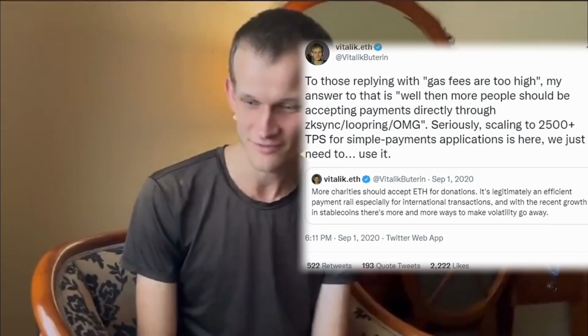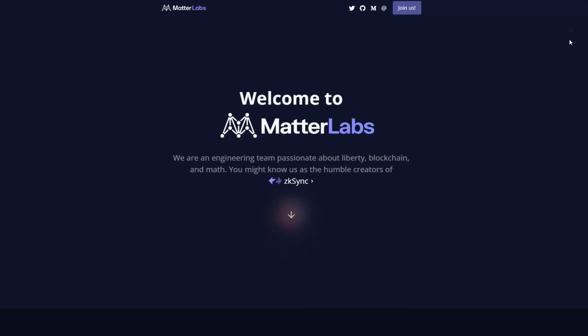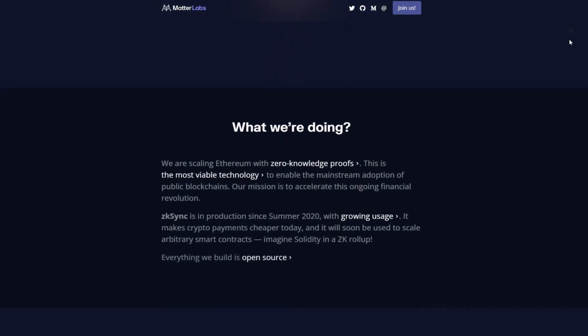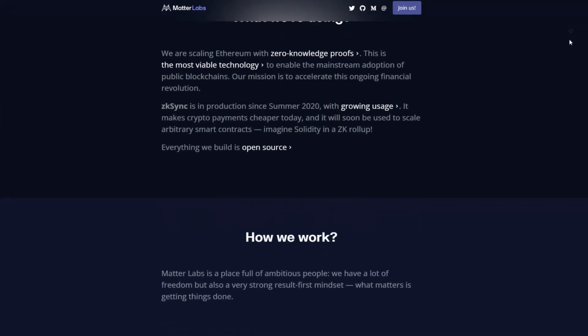Vitalik Buterin considers zkRollUps technology to be the most promising solution for scaling Ethereum, and zkSync is one of the first projects implementing this technology. zkSync is being developed by MetaLabs, founded in 2018 as a developer of scalability solutions for decentralized applications.